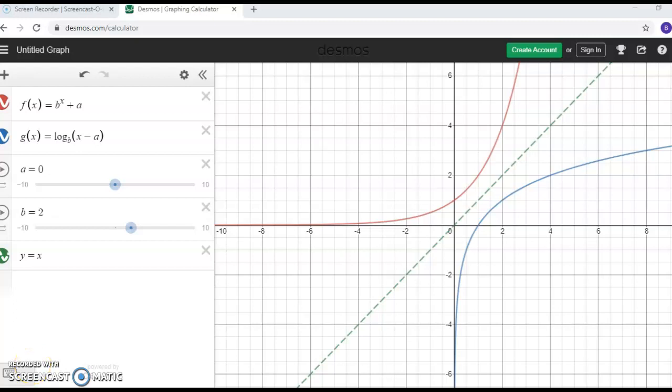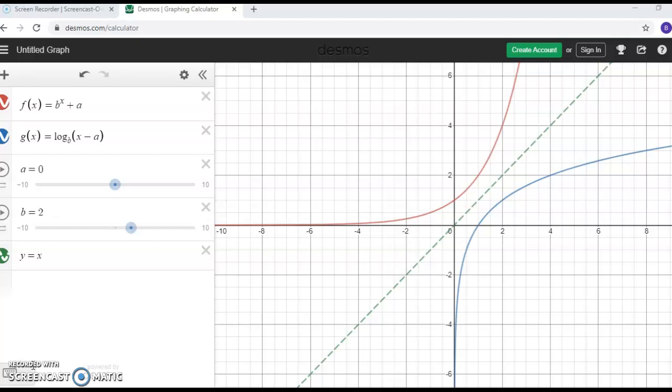Take a look at some log graphs. What I have graphed right here are two different functions, actually technically three. The red graph right here is our exponential function, so f of x. It's b to the x plus a. Now, b is just going to be some number. We've got sliders there. We're going to change those numbers here in a minute. And then I got my number a, which is a vertical shift if I need to.